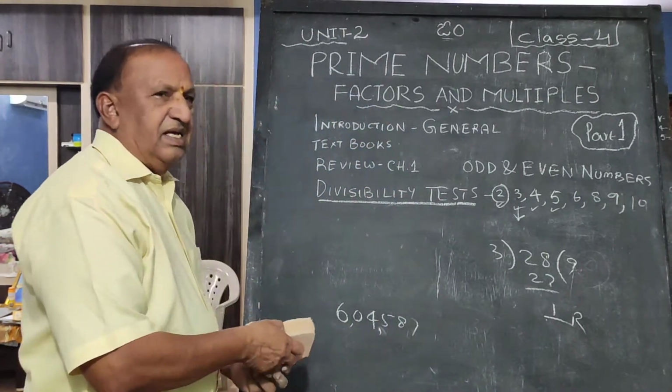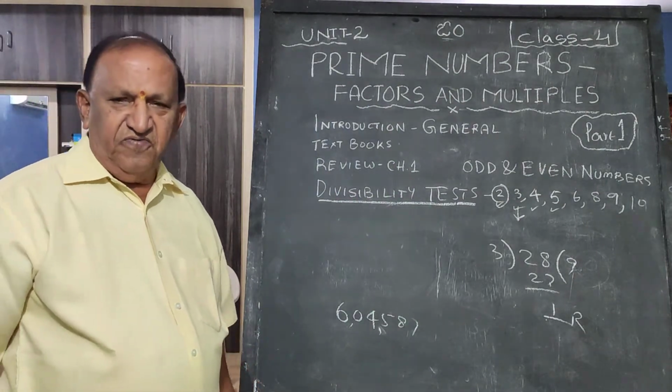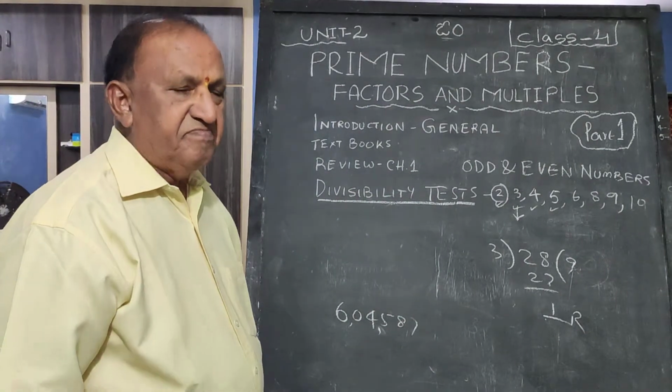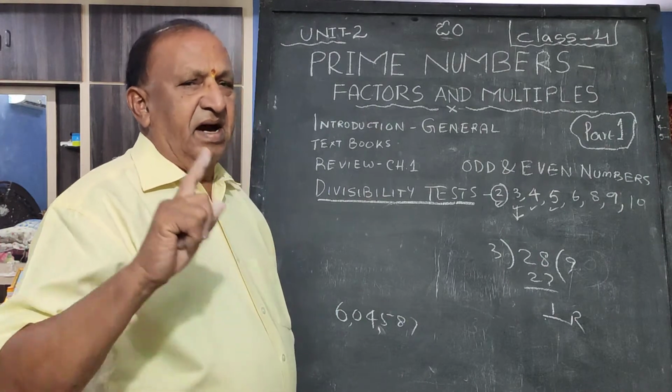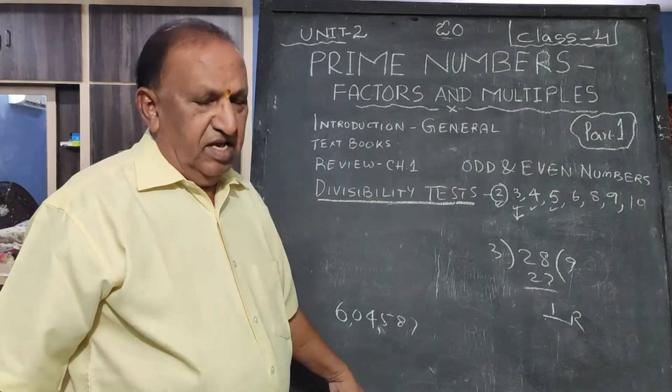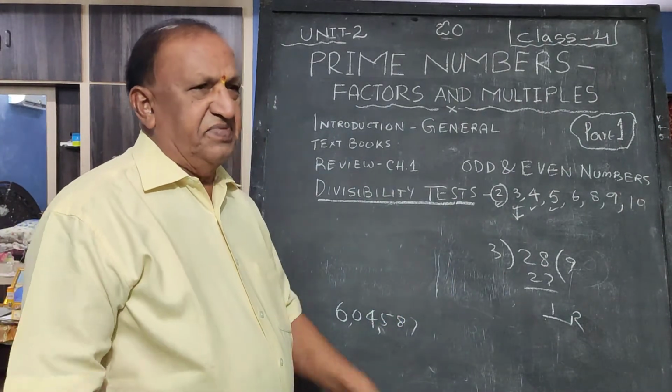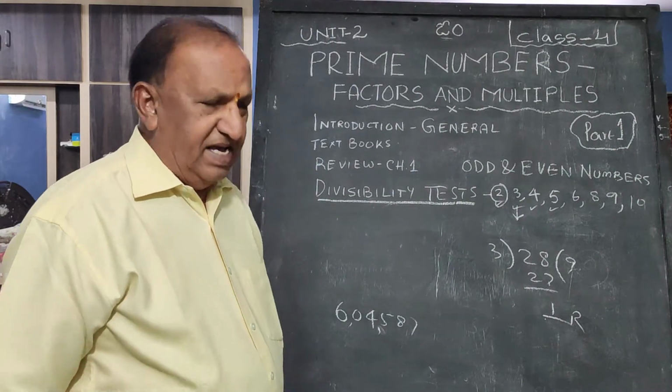9 also uses the same technique. If you want to find out whether a given number is divisible by 9 or not, simply add all the digits and see if that total is divisible by 9 or not.